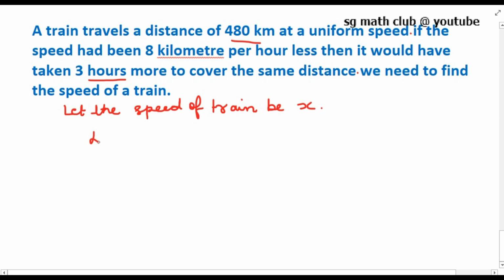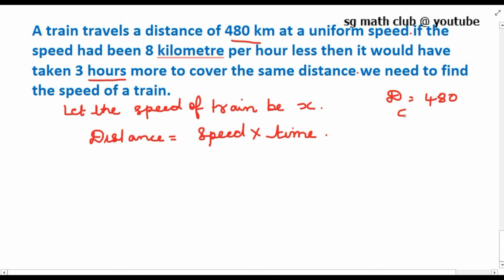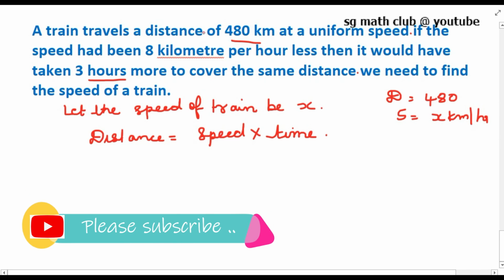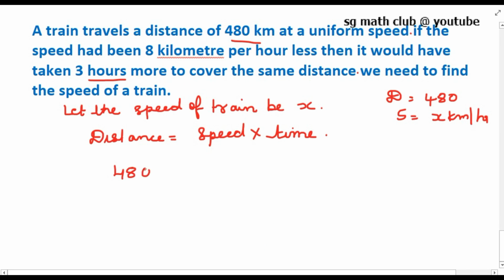Now we know the formula, distance is equal to speed into time. We have studied this formula in the smaller classes. Now the distance they have given as 480. Speed we have taken as x km per hour. They have given that the train travels a distance of 480 km at a uniform speed. So when it was traveling 480 km at a uniform speed, this is the time taken.